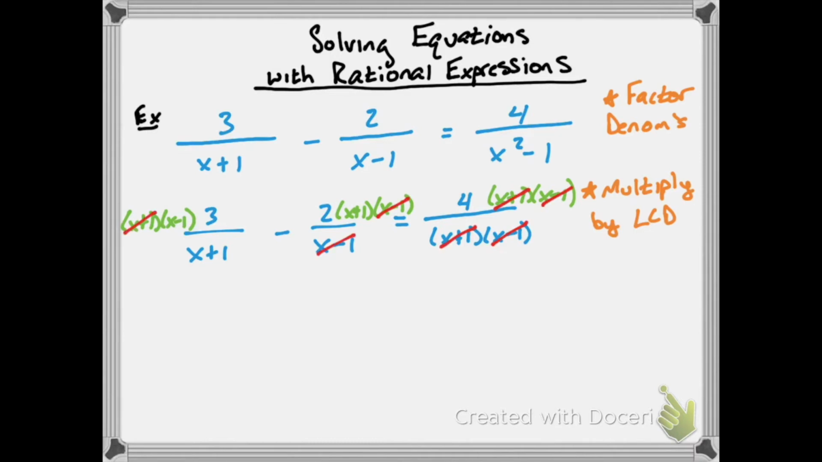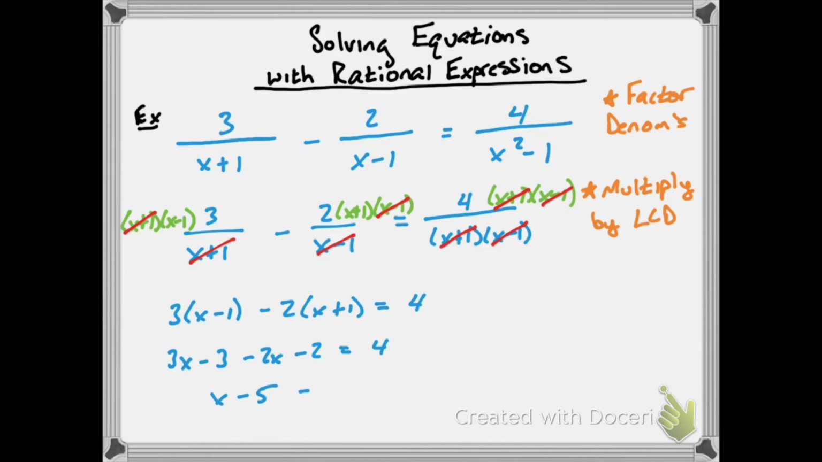The benefit of doing this is we're going to be able to cancel out all of our denominators in every term, right? And we're going to be left with 3 times x minus 1 minus 2 times x plus 1 is equal to just 4. At this point, we'll solve the equation by distributing the 3 and the negative 2, then combine some like terms. X minus 5 is equal to 4, and finally, x is equal to 9.